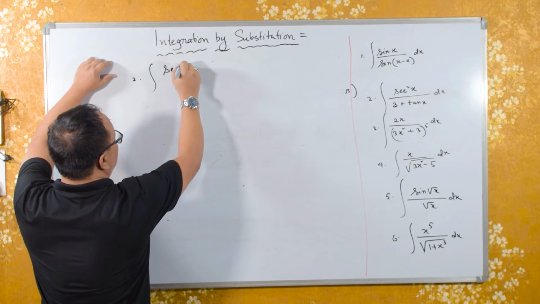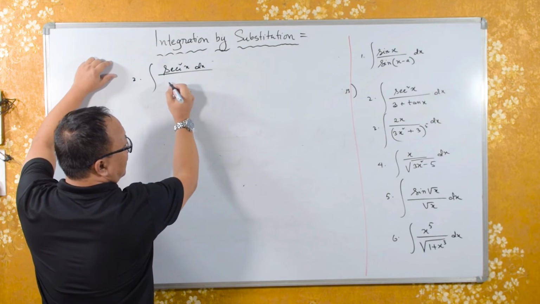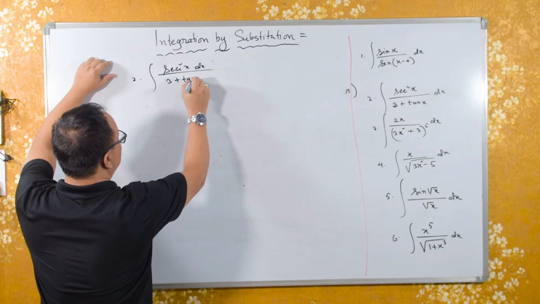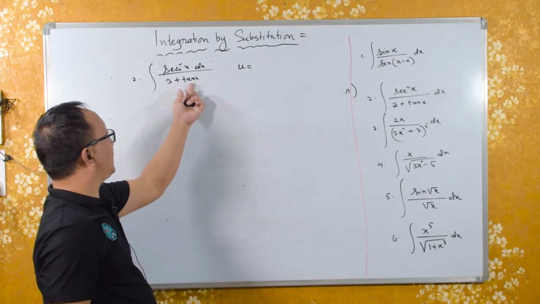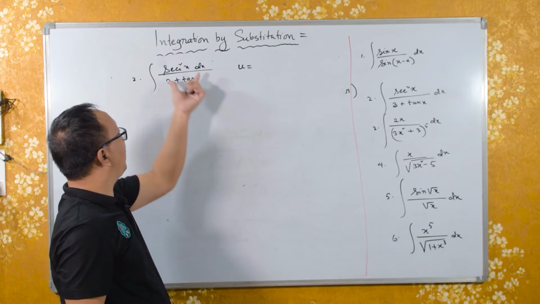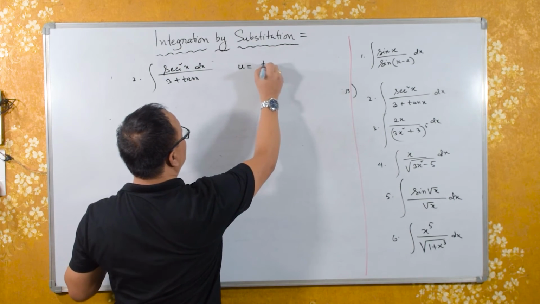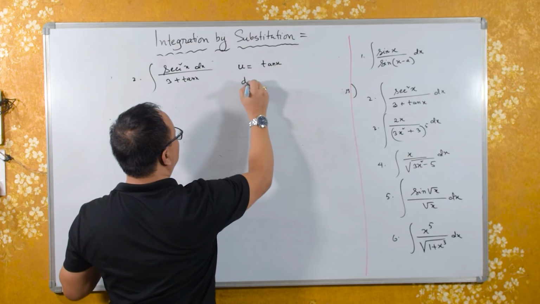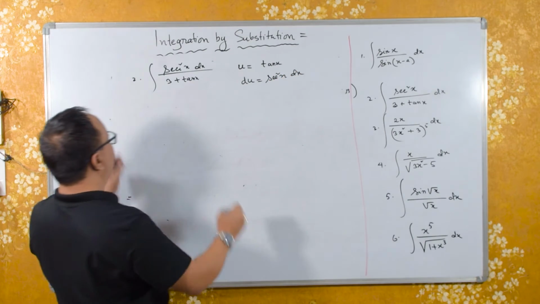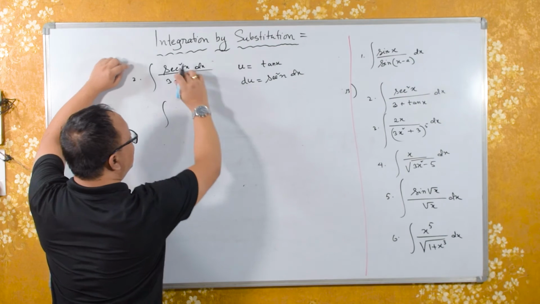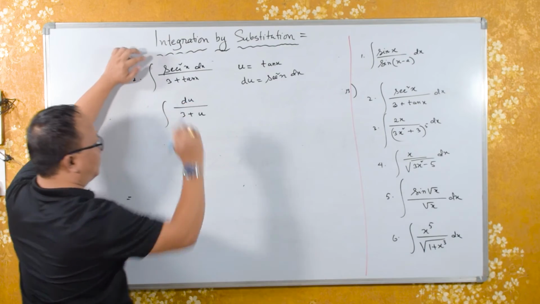Let's solve this one. Integral of sec square x dx upon 3 plus 10x. Why am I putting u equals 10x? Because then I will be getting sec square x dx. If I put u equals 10x, then du is the differentiation of 10x, which is sec square x dx. So this becomes integral of du upon 3 plus u.